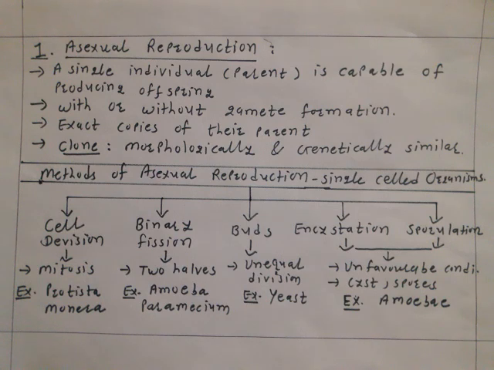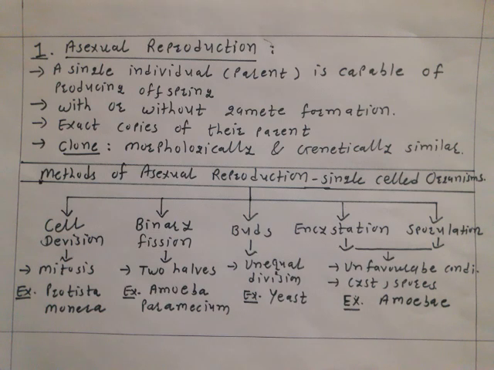Second, binary fission. In this type of asexual reproduction, the organism divides into two equal halves. That's why it is known as binary fission, divided into two equal halves. This type of asexual reproduction is observed in amoeba and paramecium. Both these organisms are very primitive, having only a single cell body structure.